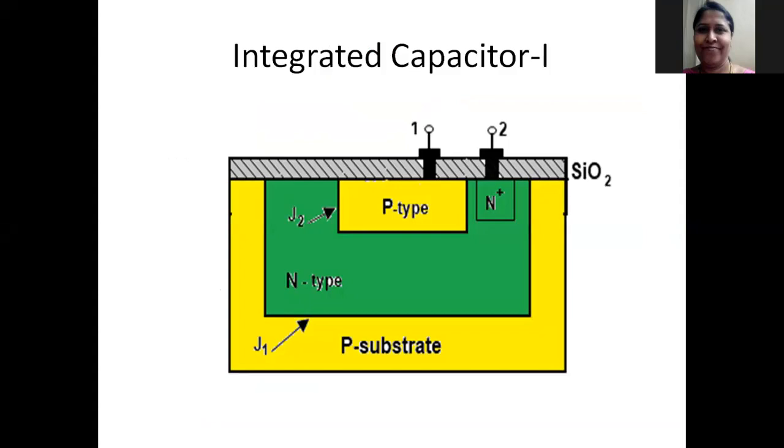In this first method, we are making use of a transistor-like structure as a capacitor. You have here a P, N, P layer, and there are junctions between the P and N layer and the N and P layer, as you see here. One terminal is connected to this N structure and another terminal is connected to the P structure.